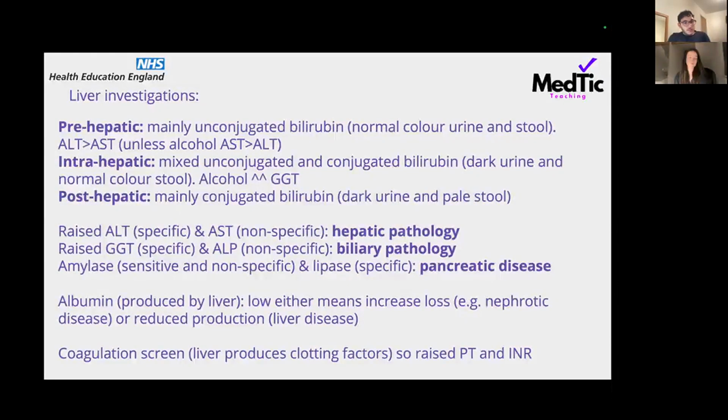Another important sign of liver disease is albumin. The liver produces albumin. If your albumin is low, it's either due to an increased loss of albumin, such as in nephrotic disease, or reduced production, such as in liver disease. And also the coagulation screen is really important because the liver produces the clotting factors. So you'll get a raised prothrombin time, or INR, APTT.